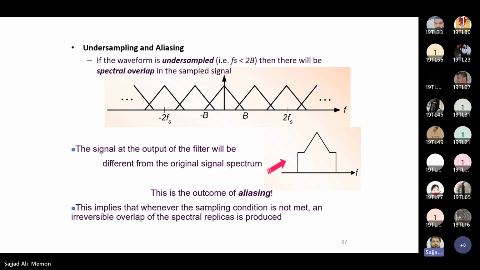So this implies that whenever the sampling condition is not met, an irreversible overlap of the spectral replicas is produced, and you cannot fix it because you have already done the sampling, and this is the signal that you are getting, and it is not the same signal that you have transmitted. So that's why we say it's an irreversible overlap that you cannot fix by any other means. So it is better to use oversampling rather than equal sampling.